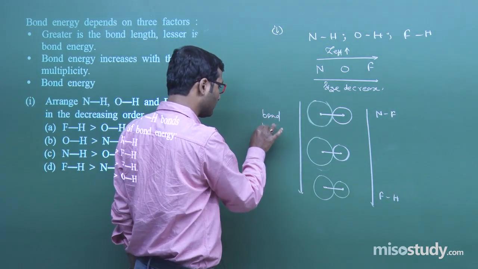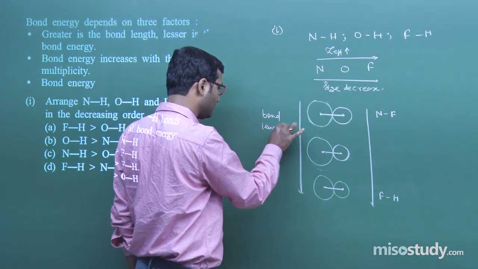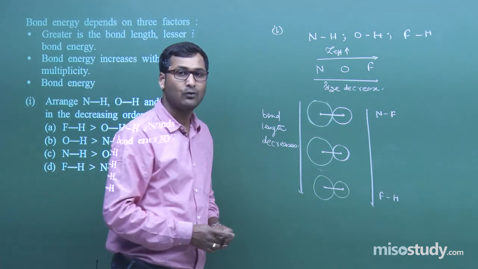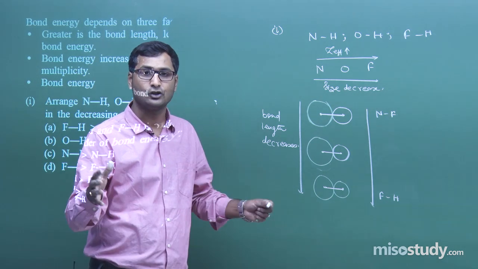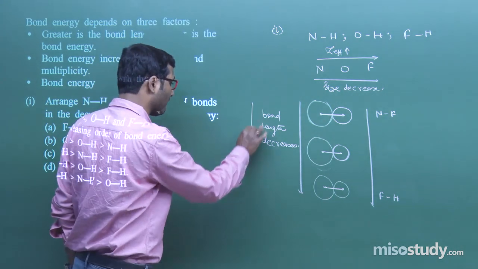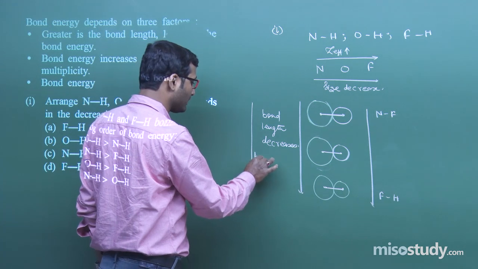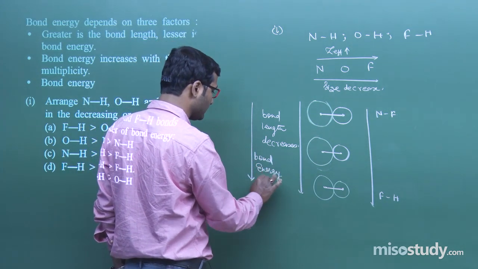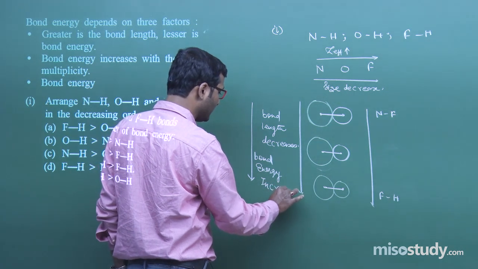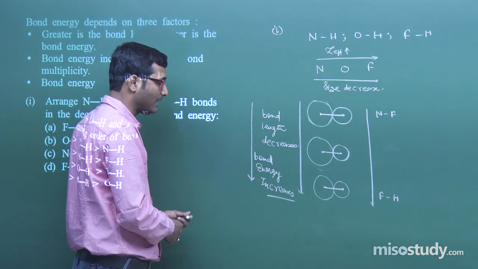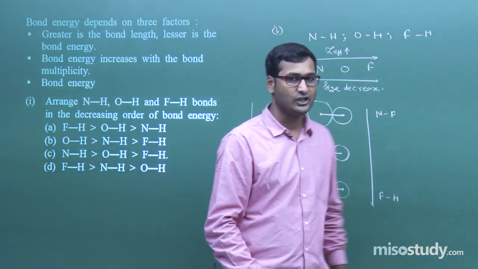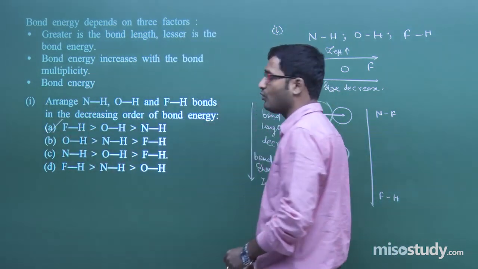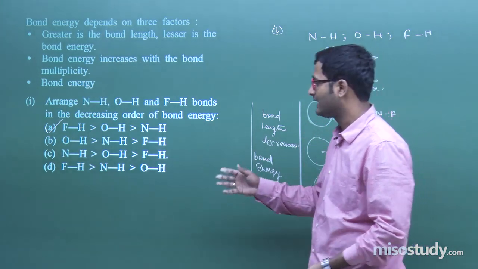Okay sir, the bond length decreases. If the bond length decreases, then what will happen? We require more energy to break the bond, that is, the bond strength, or you can say the bond energy, increases. Am I right? Yes sir, you are absolutely right. The bond energy increases. So what is the order? A is the correct option: FH, OH and NH bond. Clear? Yes sir.